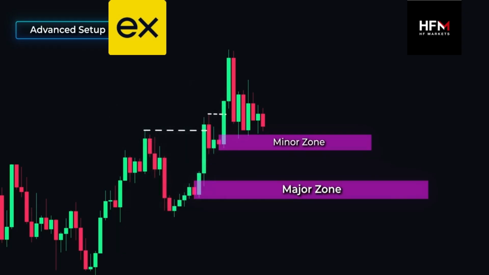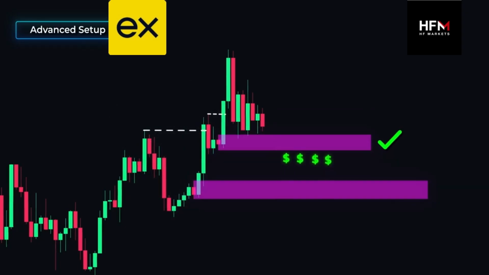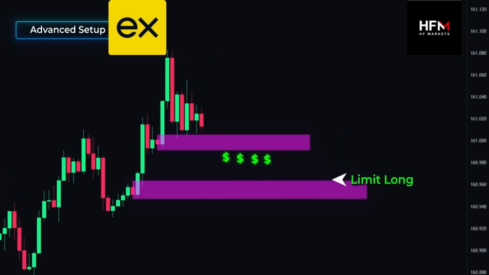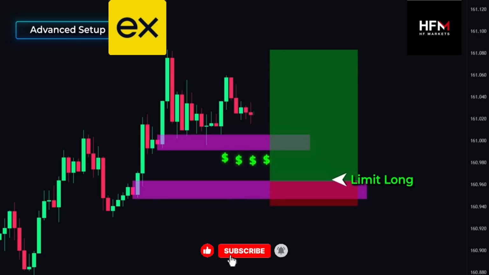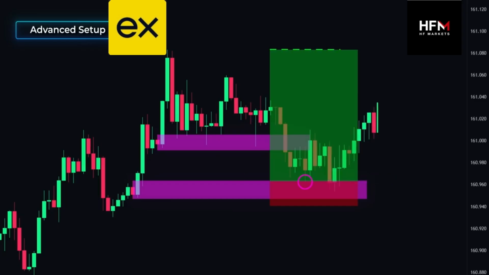So now we have our ideal setup, a minor demand zone sitting just above a major one, giving us a valid liquidity setup. For the entry, we place a limit long order at the top of the major demand zone, a stop loss slightly below it, and a take profit target at the previous highs. In this case, we can see that price rejected a few times at the minor demand zone before breaking it, retested the major demand zone which triggers our entry, and then bounced up to hit our take profit. A clean and successful trade.